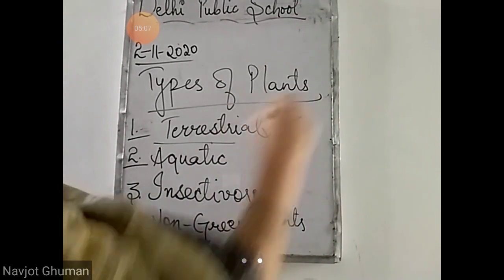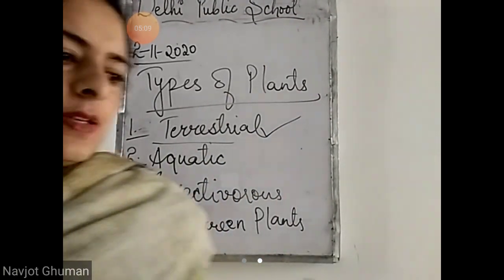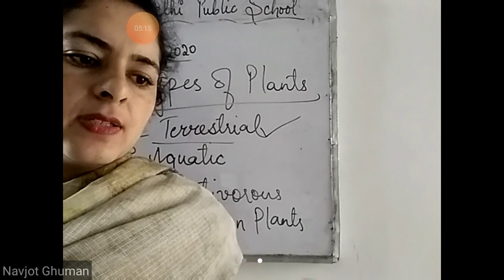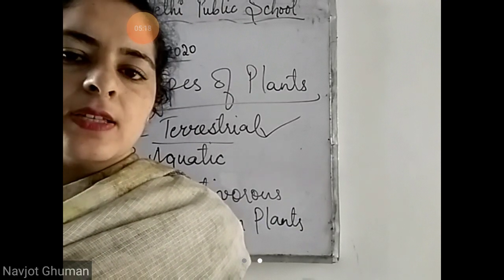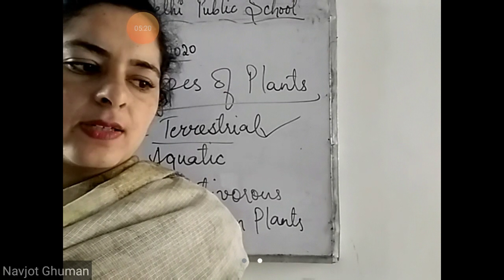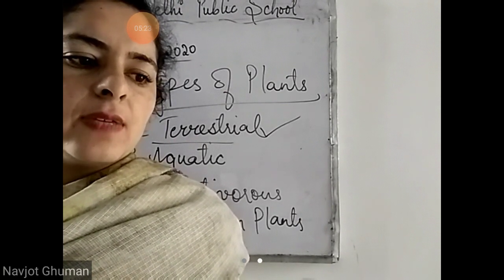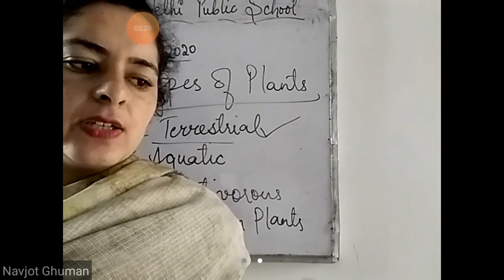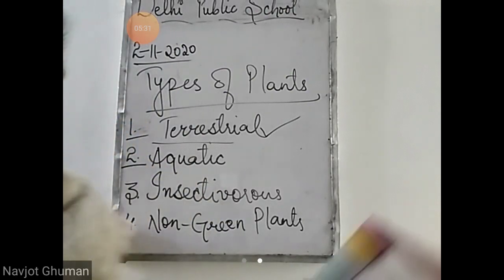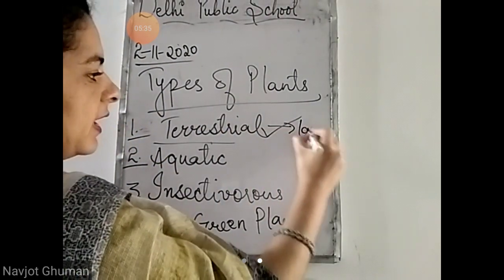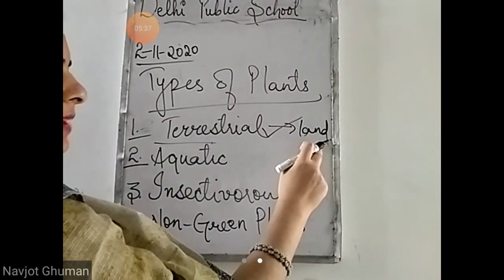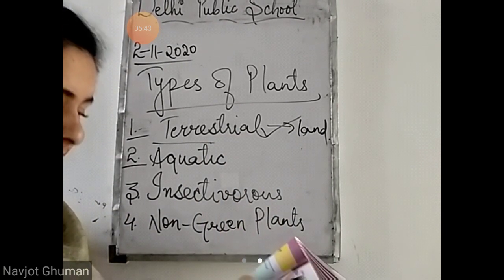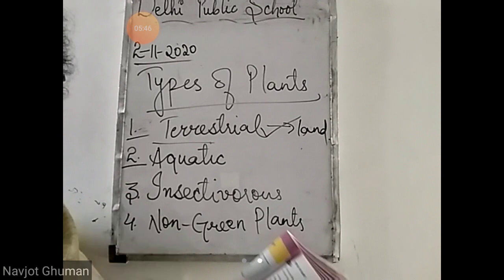First, we'll read about the terrestrial plants. What are terrestrial plants? Plants that grow on land are known as terrestrial plants. Land has different features such as plains, mountains, and deserts. Some parts of the land receive heavy rainfall, some moderate, and some very little. Large flat areas of land are called plains. The plants that grow on land are called terrestrial plants. Land can be of any type. What features can land have?